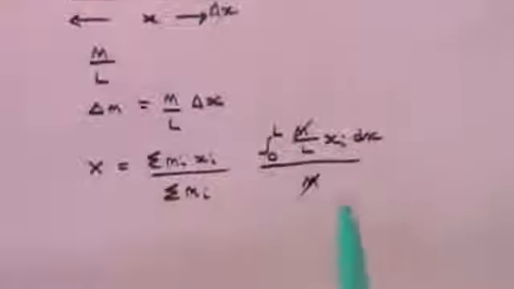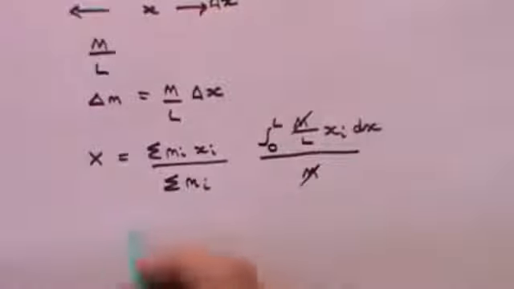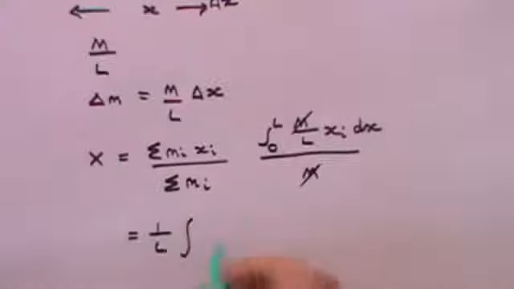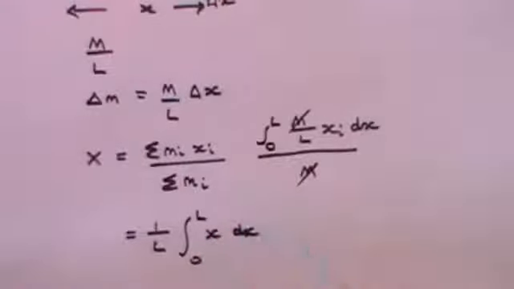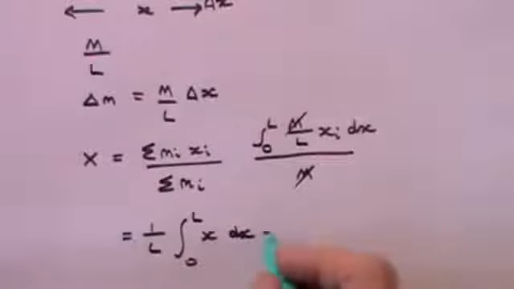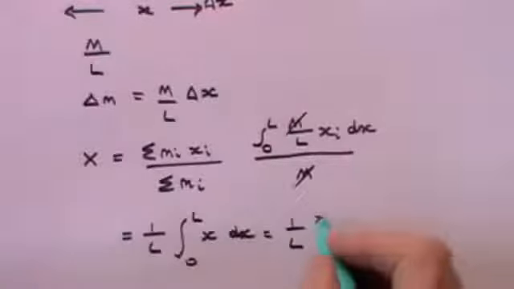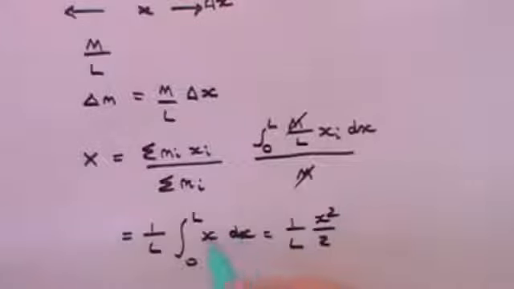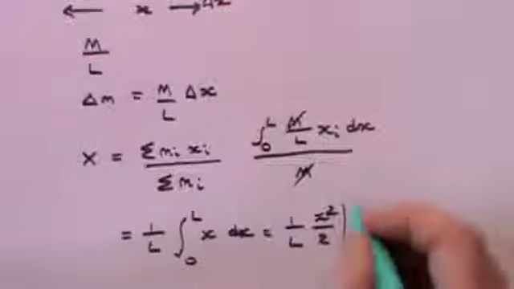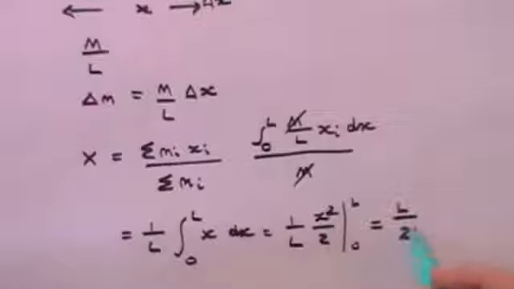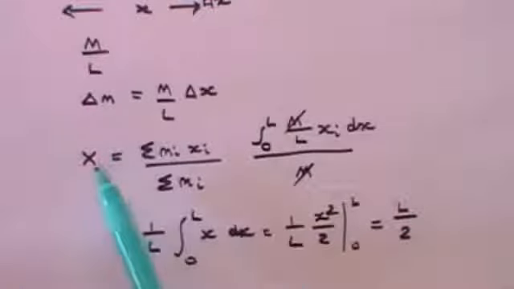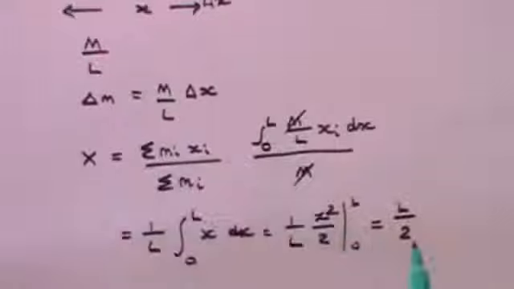L is a constant term, so that can now come outside the integral, and you've got 1 over L times the integral from 0 to L of x dx. And that is equal to 1 over L of x squared over 2. The integral of x dx is x squared over 2, evaluated from 0 to L. And that reduces to L over 2. So the position of the centre of mass is L over 2.